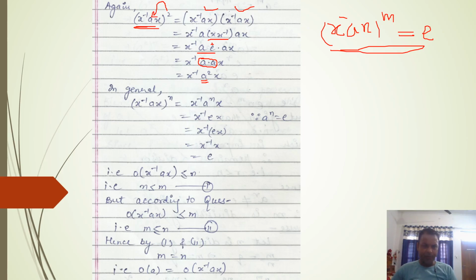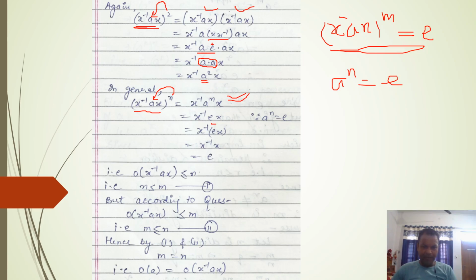So proceeding with this approach in a general manner, if you apply the power n on this complete element, then this n power will come here. So it can be written in this manner. As we have written in our previous slide, the order of A equals n. It means that if you apply the power n on A, then you will get the identity. So A to the power n is equal to the identity.